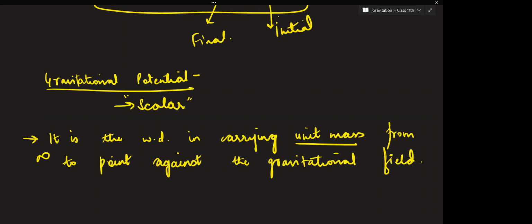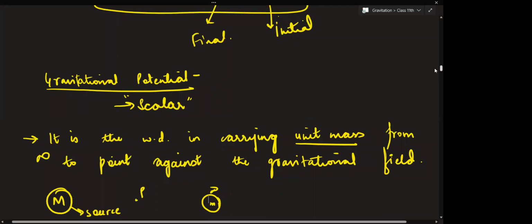Fine. This is your M, your source mass, which is generating the force. The other mass, small m, has a value of 1 kg. One of them is 1 kg. And let's say in between you have taken one point. So if you are calculating the potential energy of mass M at this point, I'll write this down.